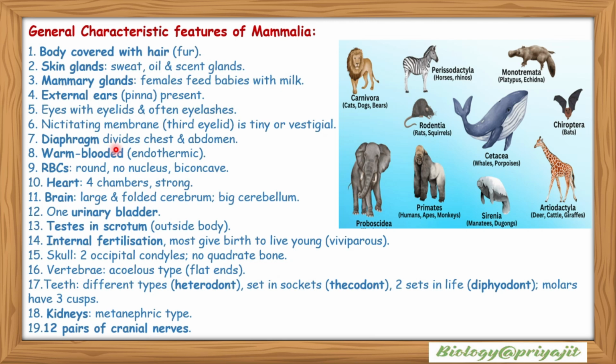Their diaphragm divides chest and abdomen. Mammals are warm-blooded or basically endothermic. Their RBCs are round, with no nucleus, and they are biconcave. Their heart is four-chambered and strong. Their brain is large with a folded cerebrum. They have a big cerebellum. They have one urinary bladder, and the testes are in the scrotum outside the body. They have internal fertilization, and most give birth to live young, that is, they are viviparous.